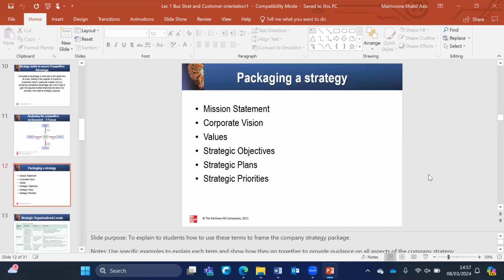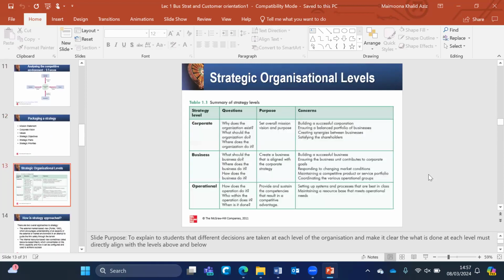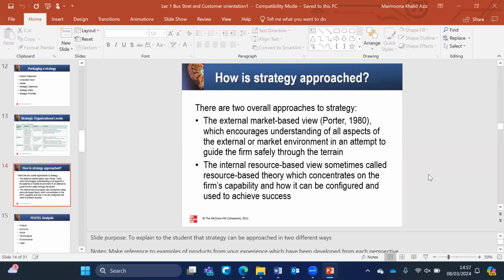Then there should be a package that the strategy comes in. That means the mission, the vision, the values, the objectives, plans, priorities all need to be aligned with the strategy of the business. There's different organizational levels in each strategy. So the strategy could be on a corporate level, then it comes down to a business level, and then it comes down to the day-to-day operations of the business at the operational level.